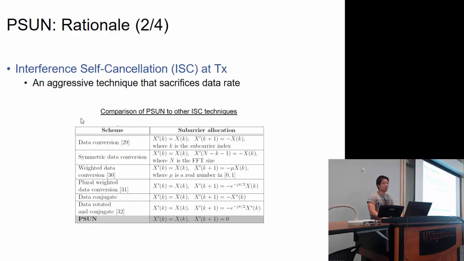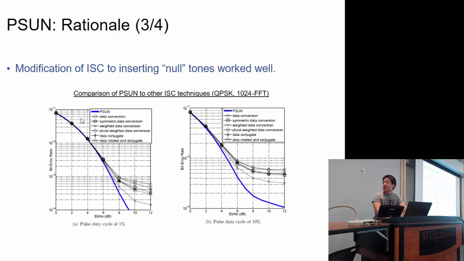So I actually tried multiple techniques, but I have some restriction because I was only interested in the transmitter. So I was interested in some pre-coding techniques or something like that. But I ended up finding that the technique called interference self-cancellation, which is one of the most aggressive techniques that enhance error rate by sacrificing data rate, was working fine. And there are multiple different types of ISC techniques suggested in the literature. And I ended up finding that, instead of any other redundant subcarriers, inserting null tones between the data tones is the most effective, as you can see here.